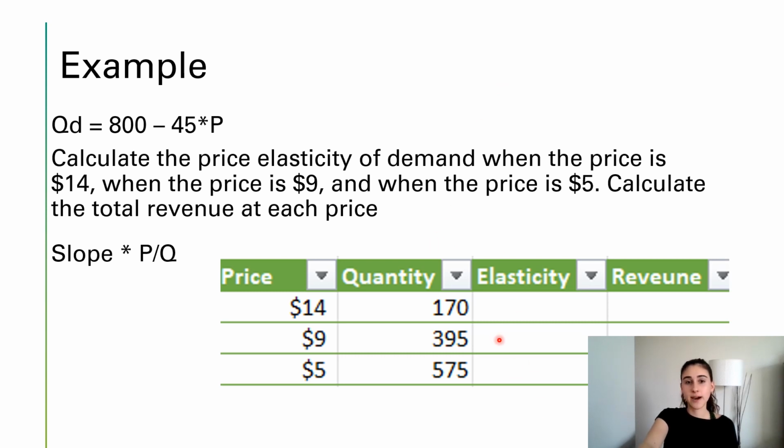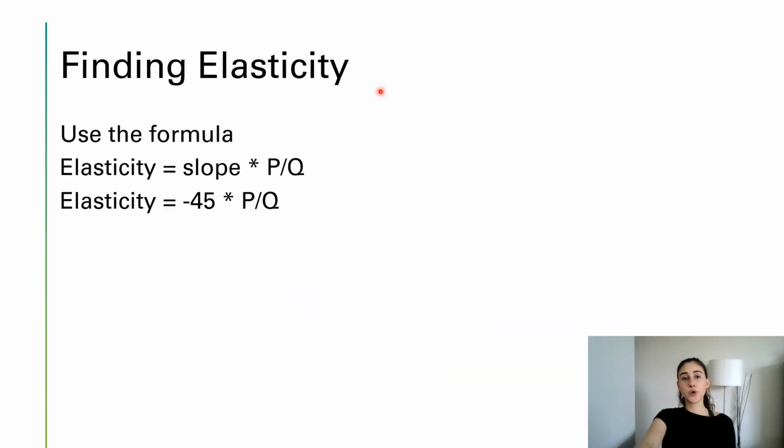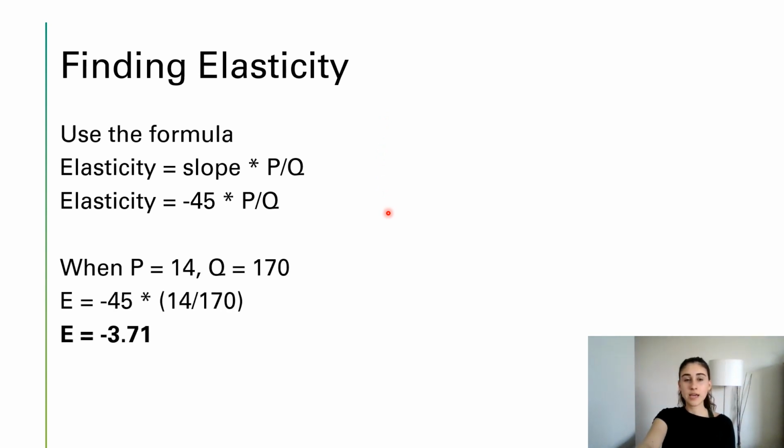Our next step is to find elasticity, and to do so we will use this formula, slope times price divided by quantity. Again, we are going to use this formula to calculate elasticity. In the first case, we know price is 14 and we found quantity to be 170. So plugging that in, we have elasticity equals negative 45 times price of 14 divided by quantity of 170. And here we get negative 3.71.